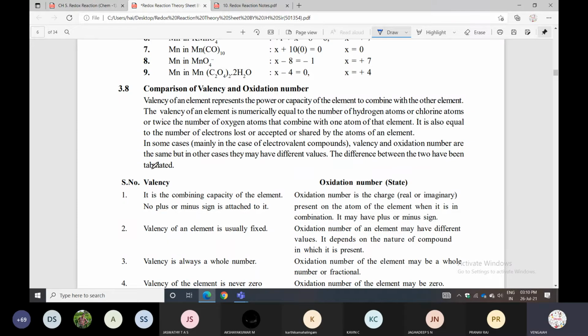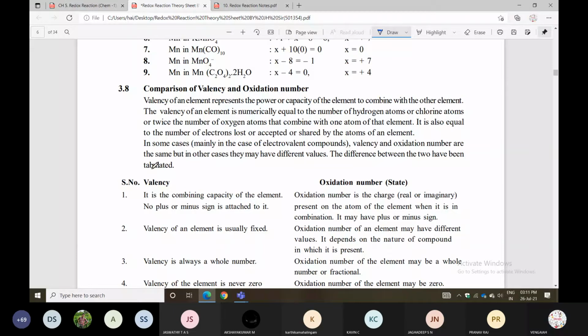Valency of an element represents the power or capacity of the element to combine with other elements. The valency of an element is numerically equal to the number of hydrogen atoms, or chlorine atoms, or twice the number of oxygen atoms that combine with one atom of the element. So it is also equal to the number of electrons lost, accepted or shared by the atom of the element.